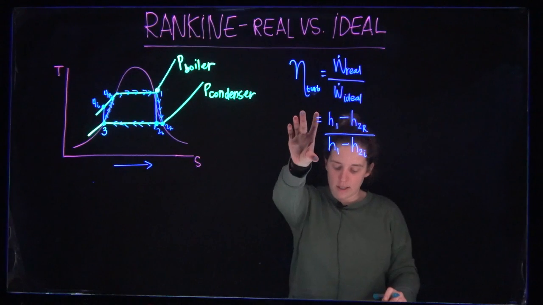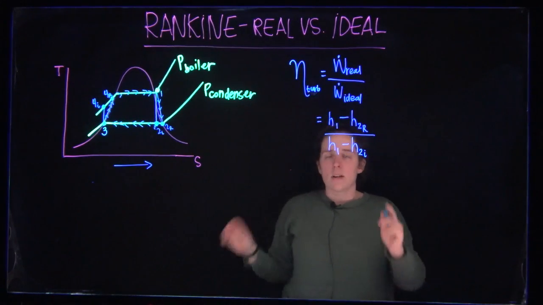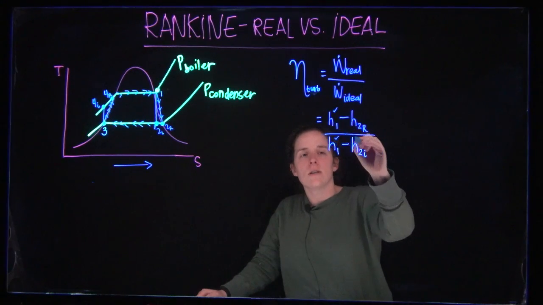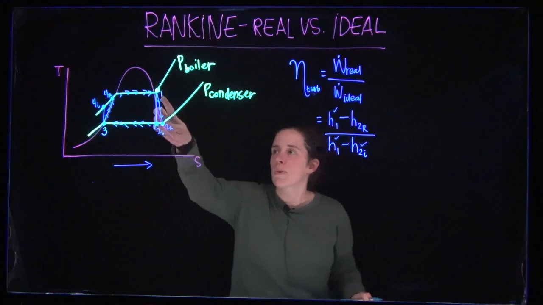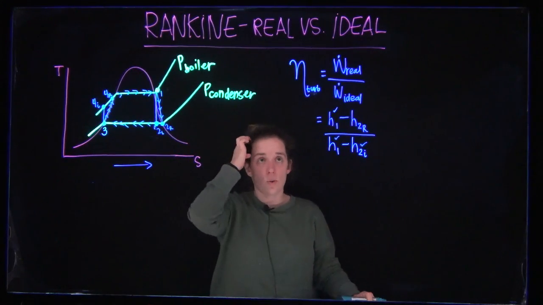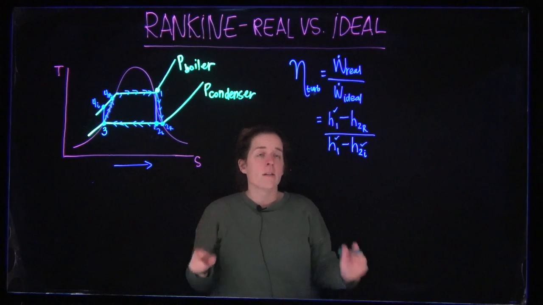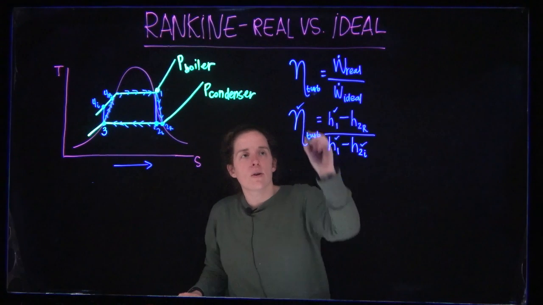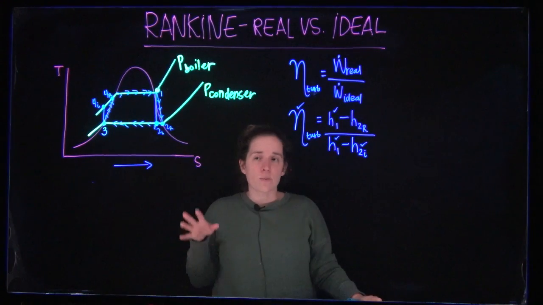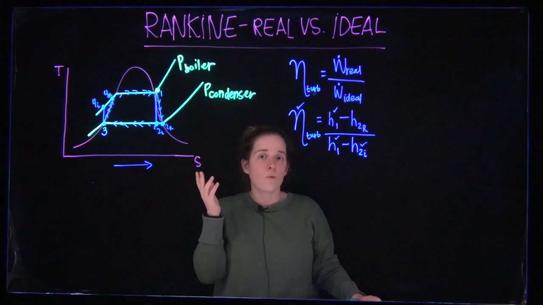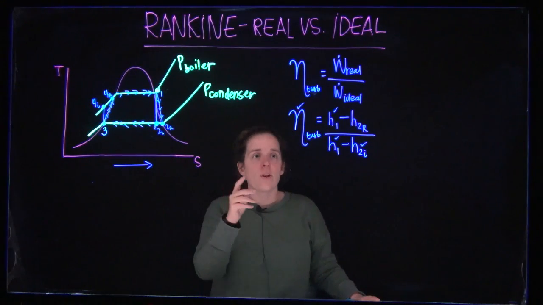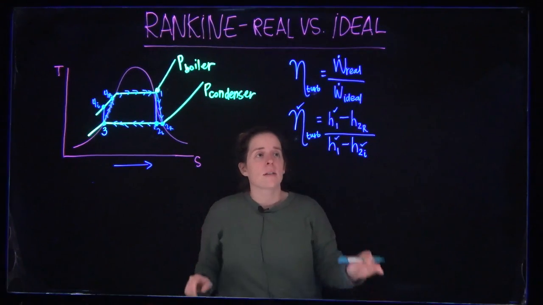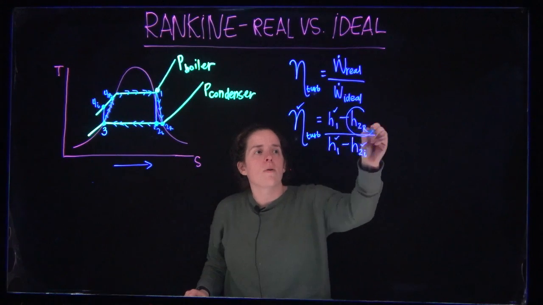So we have some knowns and unknowns. H1, we know how to find that. H2 ideal, we also know how to find that, because that's where we assume the entropy is the same. We're able to find 2 ideal. And for a turbine, you actually are able to look up this value, because manufacturers of turbines will give you curves that tell you if you run at a certain pressure, at a certain flow rate, this is what your efficiency will be. So you'll be given this value. You'll be able to find it. And so the only thing that you don't know is H2R.